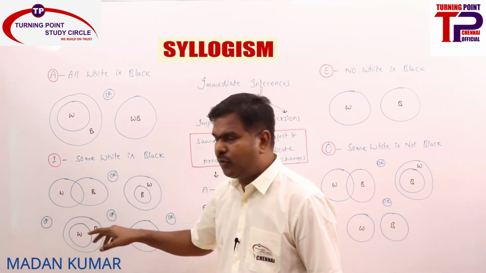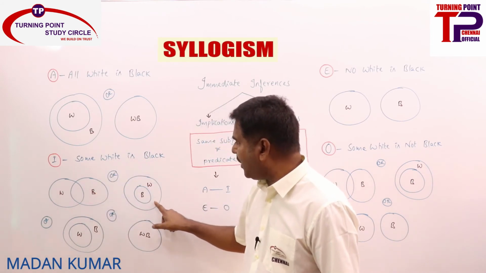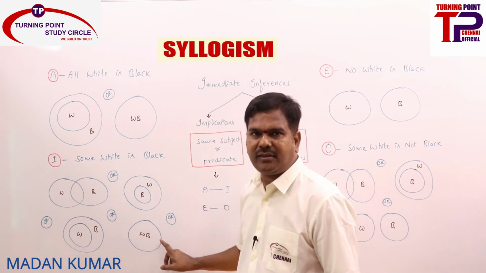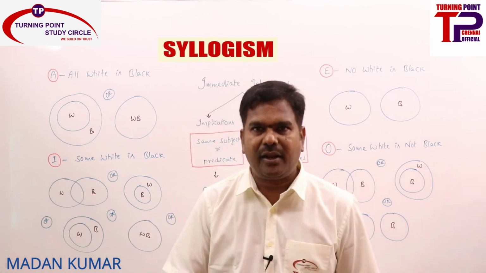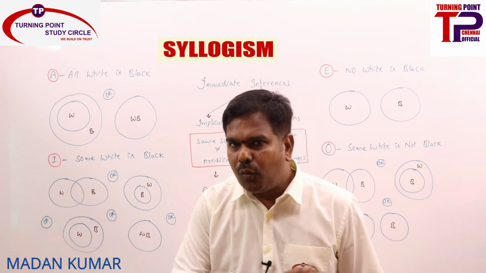Can I be converted into O? Some black is not white, that is true here. Some black is not white, ruled out, right? Some black is not white, true here. Some black is not white, ruled out. But it must be true in all the diagrams, then only we need to consider, right? So I is not implied by O statement, and I cannot be converted into O statement.